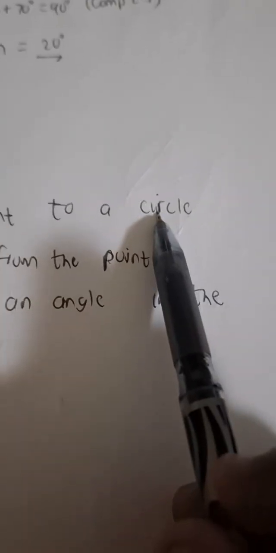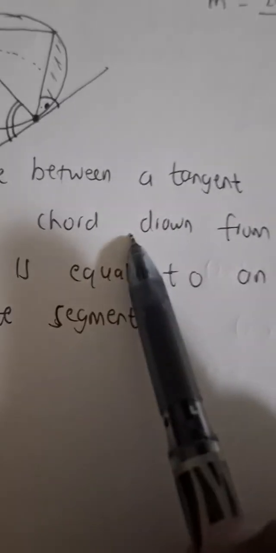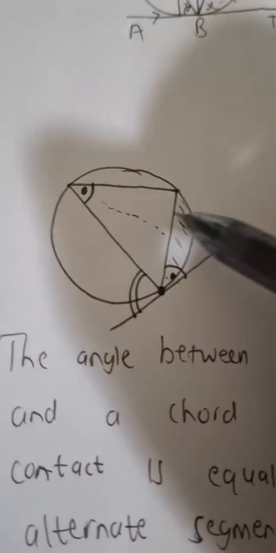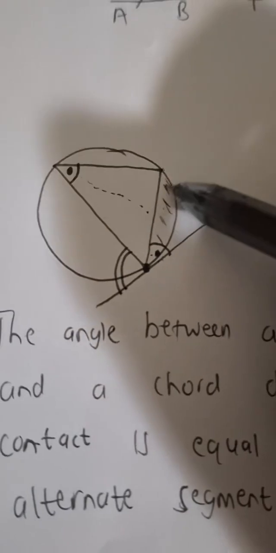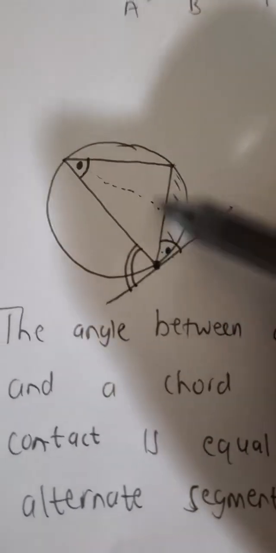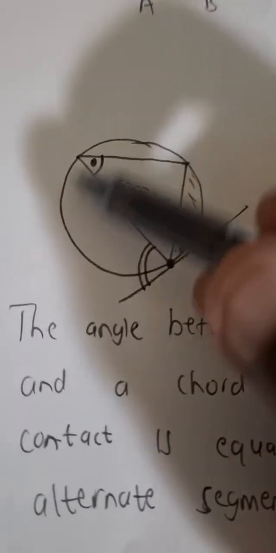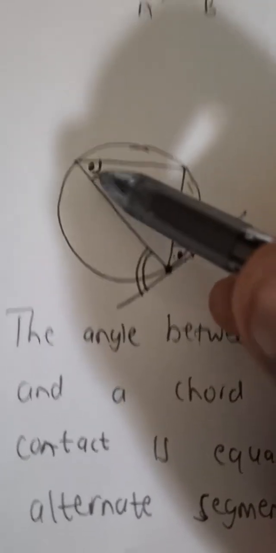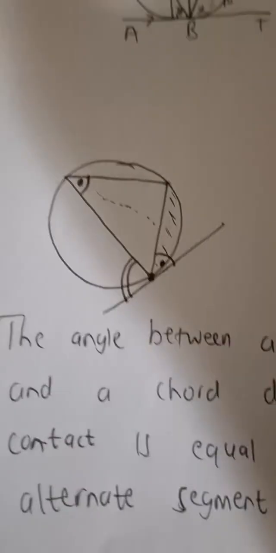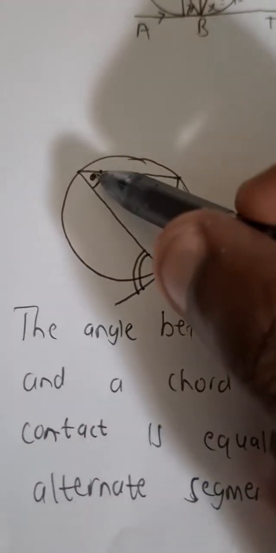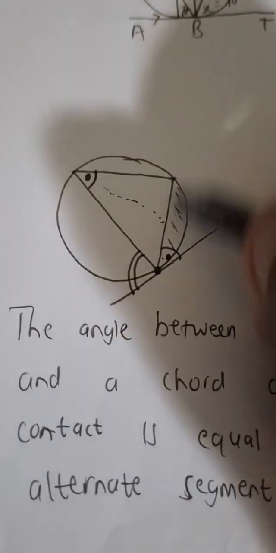The angle between a tangent to a circle and a chord drawn from the point of contact is equal to an angle in the alternate segment. This here is the alternate segment. This was the minor segment. This is the major segment. So the angle in the major segment is the angle in the alternate segment. Just something to note, it is the angle subtended by this chord here.